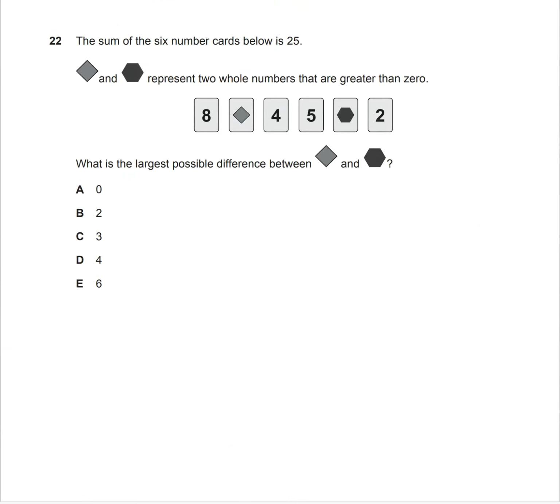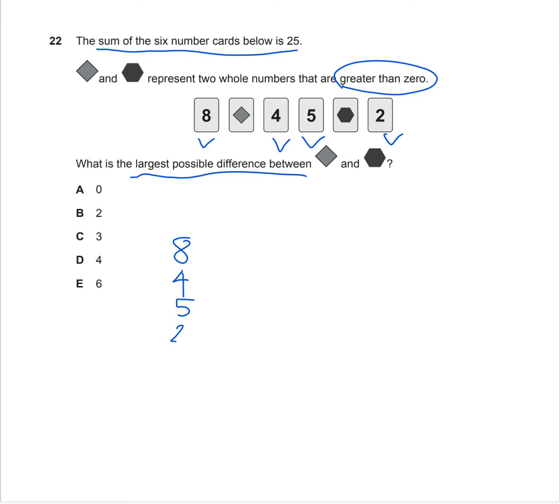22. The sum of the 6 number cards below is 25. The diamond and the hexagon represent 2 numbers that are greater than 0, so they're positive. What is the largest possible difference between diamond and the hexagon? So there are 2 different whole numbers and the sum of the 6 numbers must be 25.